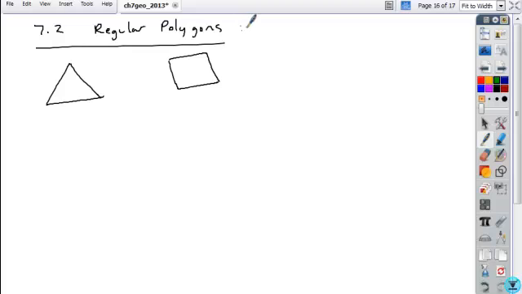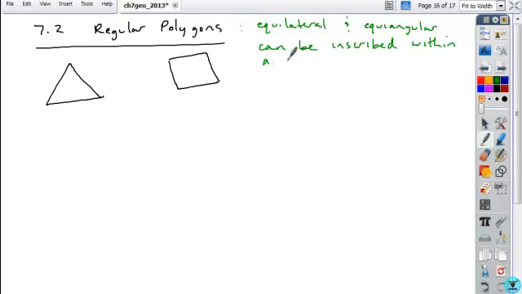Okay, so a couple of properties that exist in regular polygons. Again, they are equilateral and equiangular. But the other thing is they can all be inscribed within a circle. And so what that means is, and we found it with triangles, you can construct a circle that passes through each of the vertices for any regular polygon.